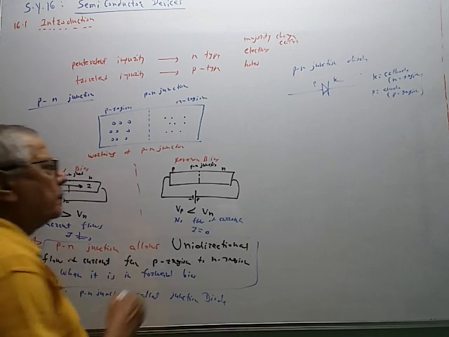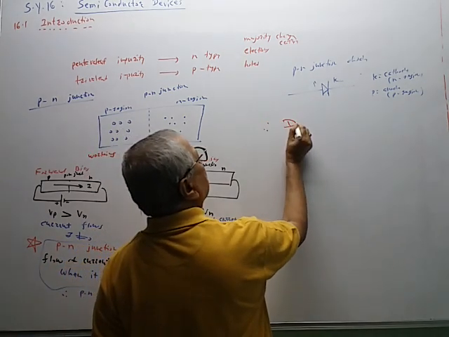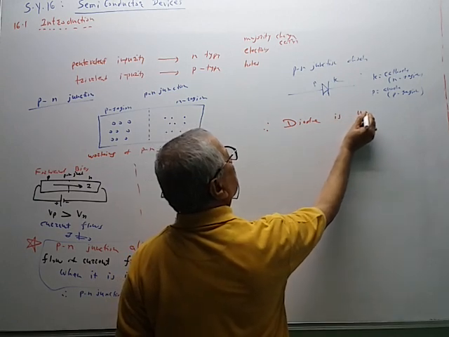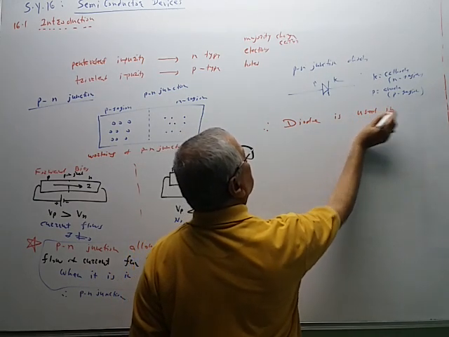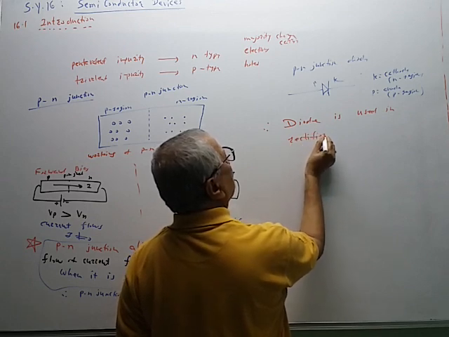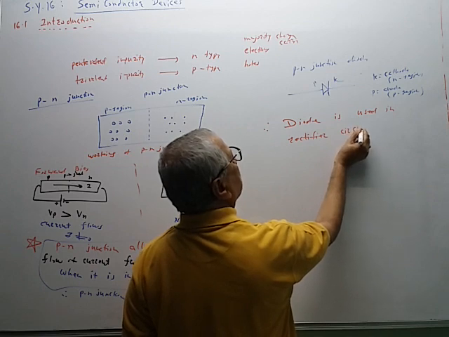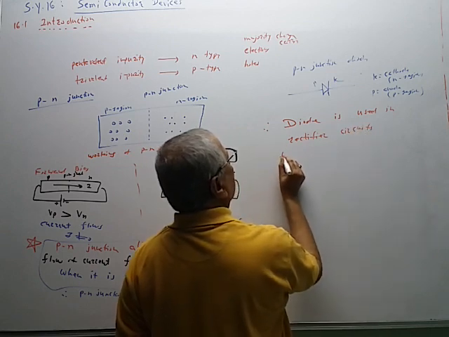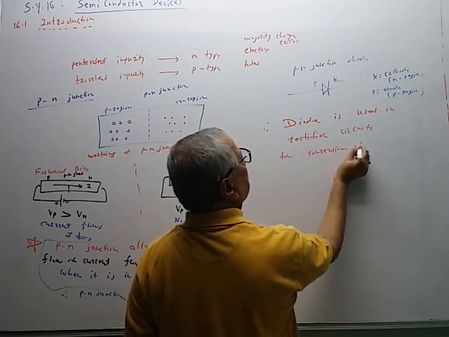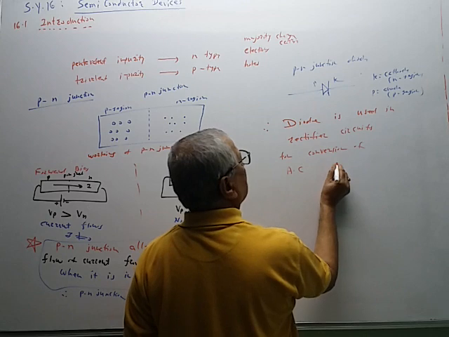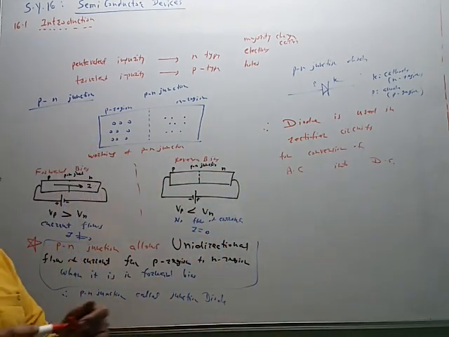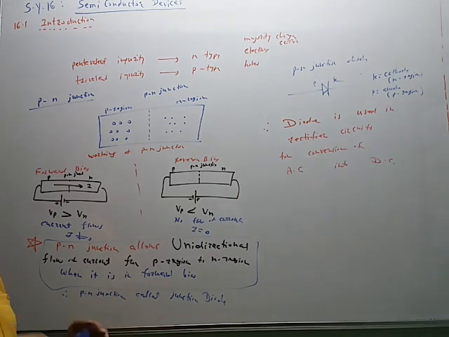So this property, therefore, diode is used in rectifier circuits for conversion of AC into DC. The properties of AC and DC I have also explained earlier.